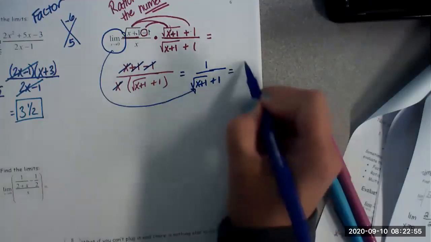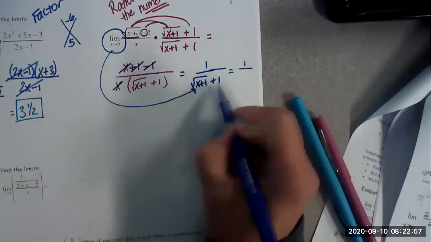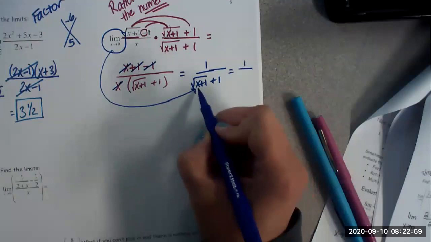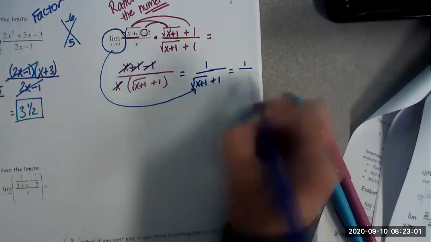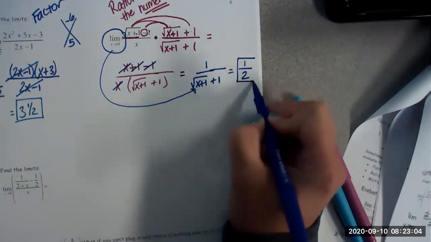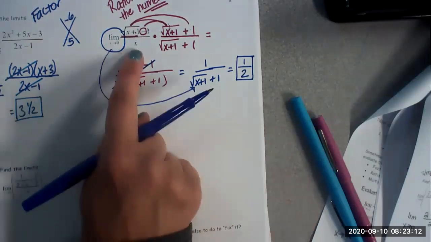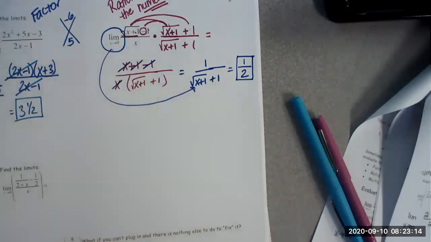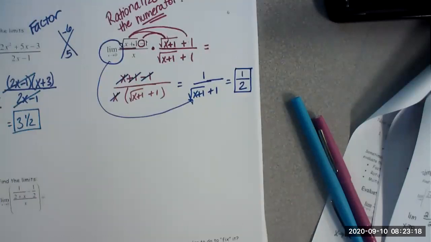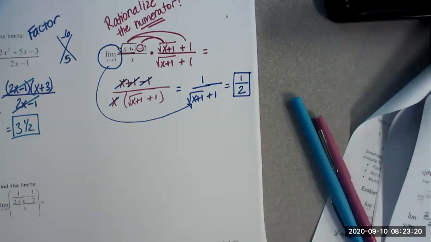So I would end up with 1 over the square root of 1 plus 1 is 2. So after all of that work, the answer is 1/2. But you can't get to 1/2 by plugging in 0 right here. Okay, so we'll have more of these to practice, but this was called rationalizing the numerator.